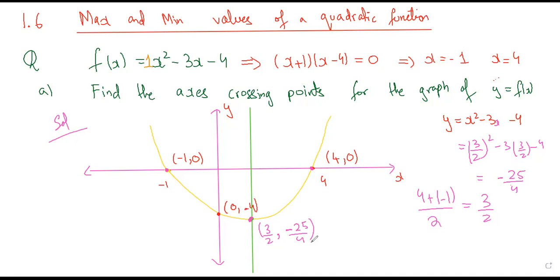Okay. So these are going to be the coordinates of the vertex, and this is your minimum point. Okay, so I'll give you a quick summary. In this section specifically, we will be focusing on maximum and minimum values, and we would get the maximum and minimum values by finding the vertex. Now here, this was a U-shaped curve, so this is going to be the minimum value.